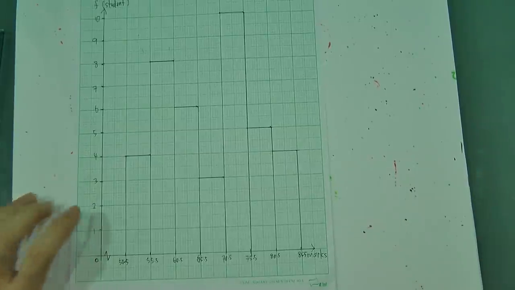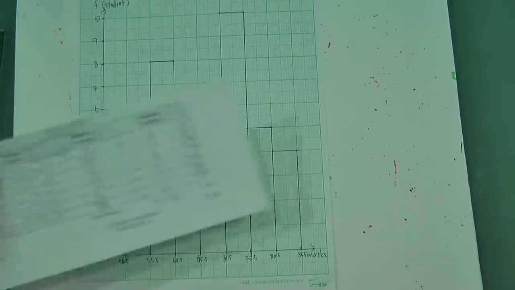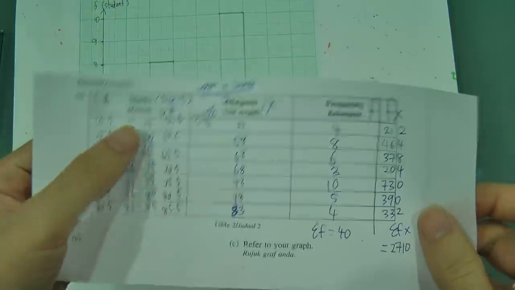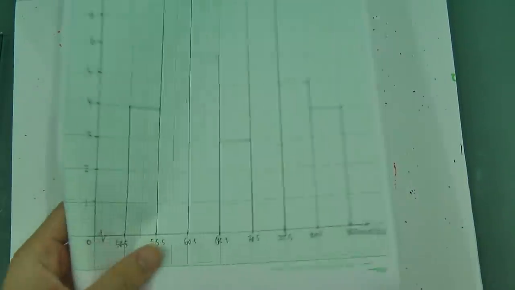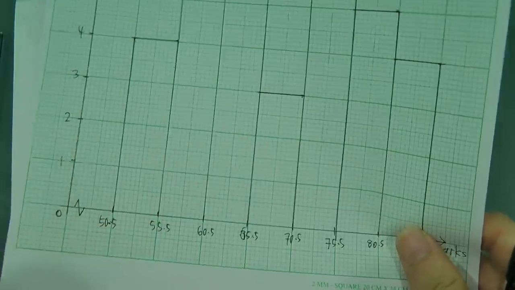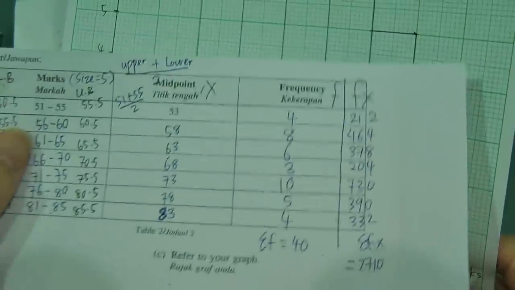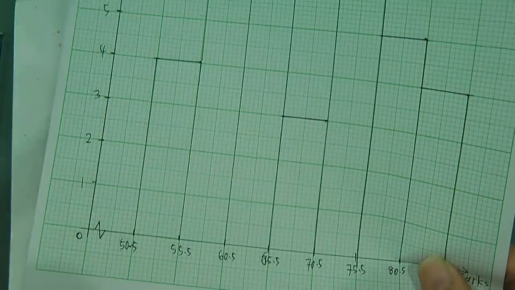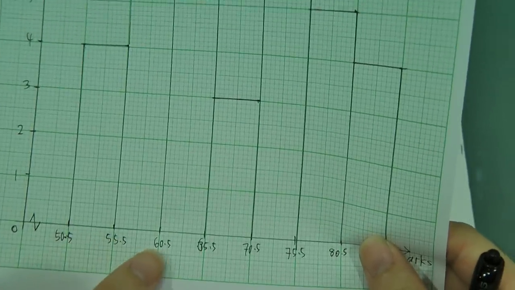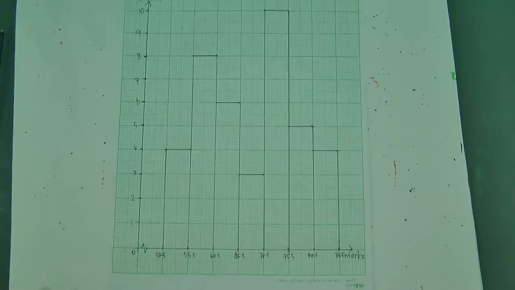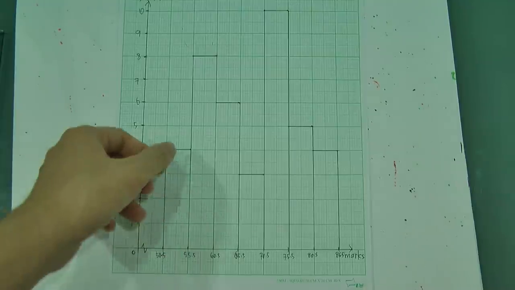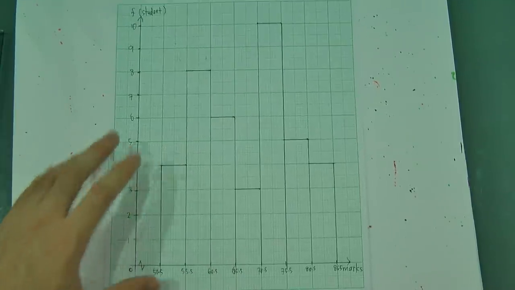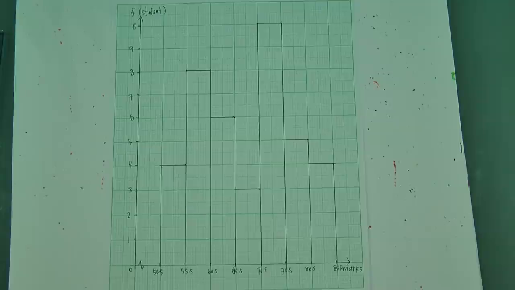Okay, so actually it's not really hard to understand. If you see something like this, you see first class will be 50.5 and 55.5. So first class over here is 50.5, 55.5. Okay, the second class is 55.5, 60.5. So here will be 55.5, 60.5. Okay, this is the meaning for histogram. And then don't leave any space between the histogram, because some students actually will leave some space. Don't. Just draw like this, and then I think you will get the full mark for drawing the histogram.